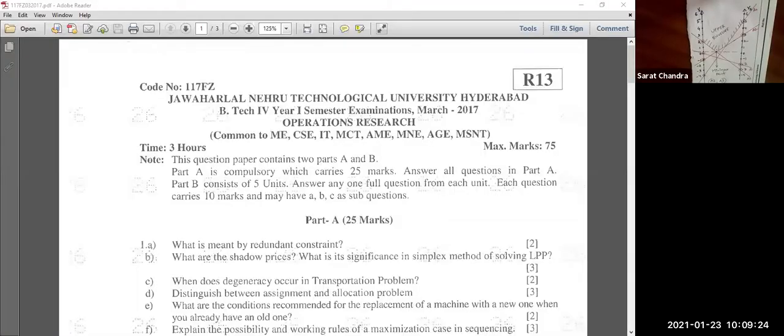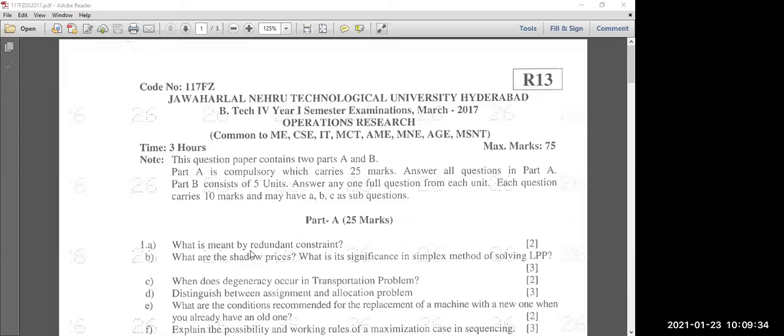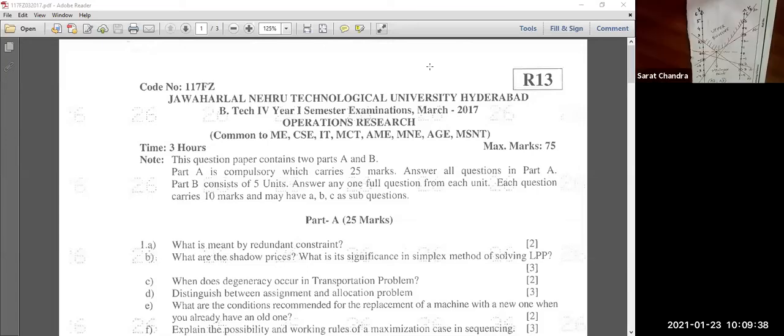Okay, so this is the question paper. My screen is visible to you. Please put a message. Somebody put a message. Is this question paper visible to you or not? 2017 question paper. Yes, sir. Okay, right. It is visible. So this is 2017 JNTU question paper.